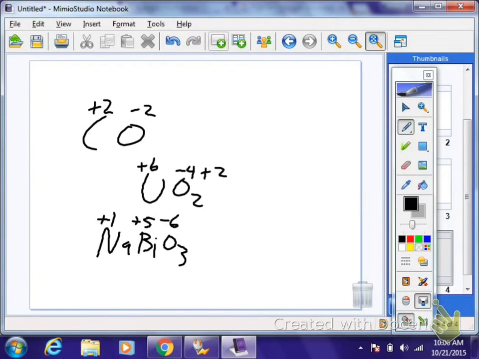HAsO2. I'm doing the right ones, right? Okay. So the one in the middle is a lot of times the one that we have to solve for, because the ones on the ends usually we know. So that's a -4 and a +1, so arsenic is a +3.